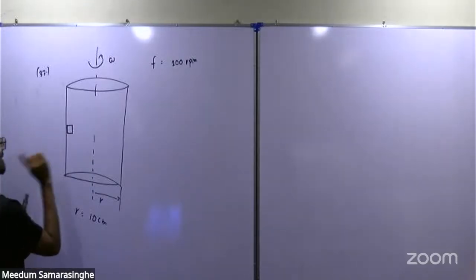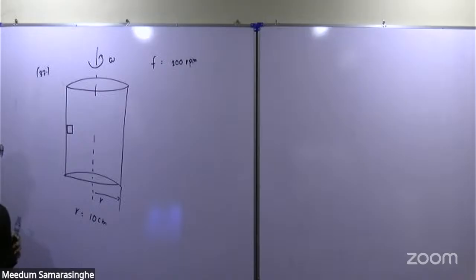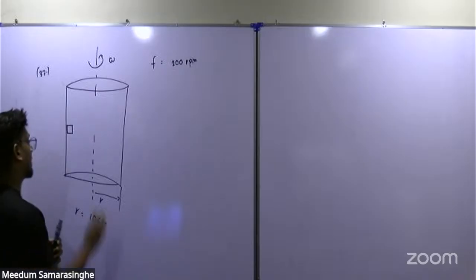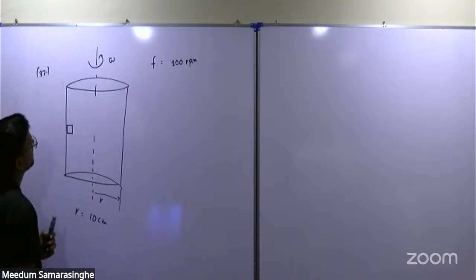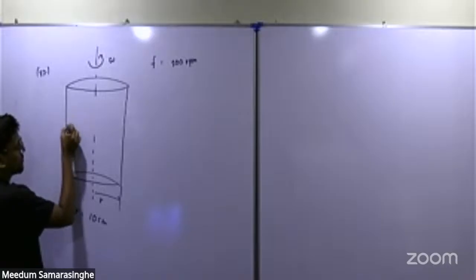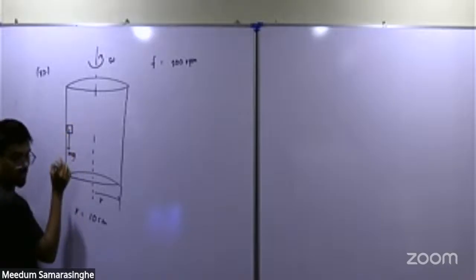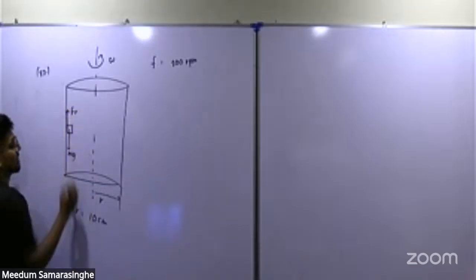Now, the cylinder is rotating. With respect to the cylinder, this block remains at rest, or with respect to the cylinder, this object is at equilibrium. So what are the forces acting on this one? You have weight vertically downward, mg. Weight is trying to move this object downwards, so the frictional force is acting in this direction. This is the frictional force.